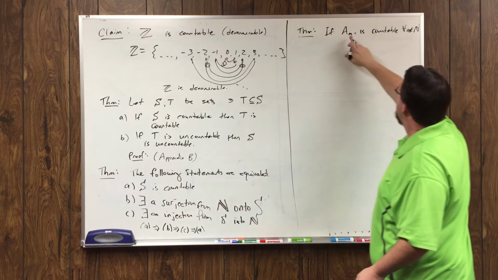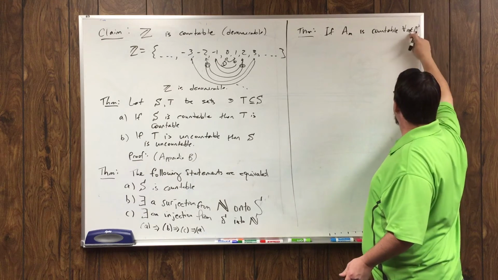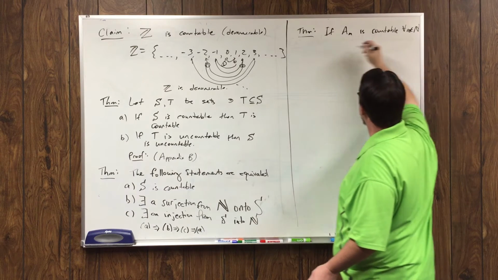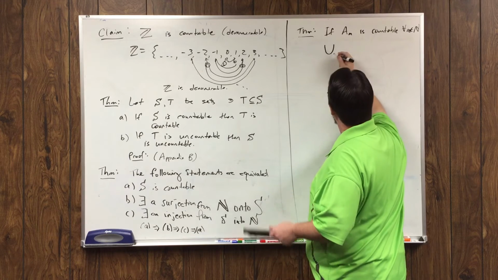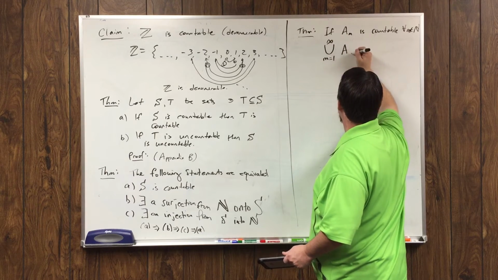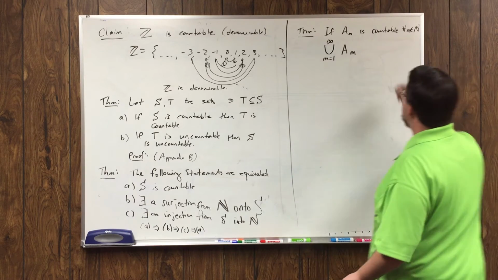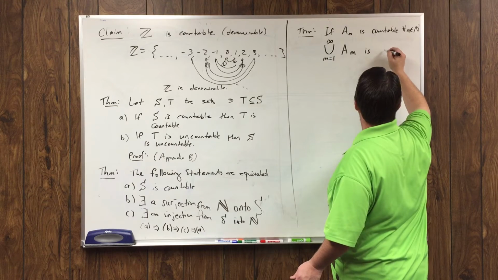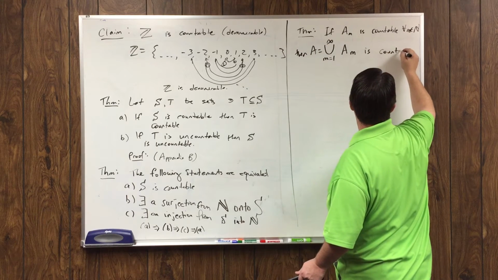Now, if you have an index set where the index is based on the natural numbers, then the union of all of these sets, let's call this A, is countable.